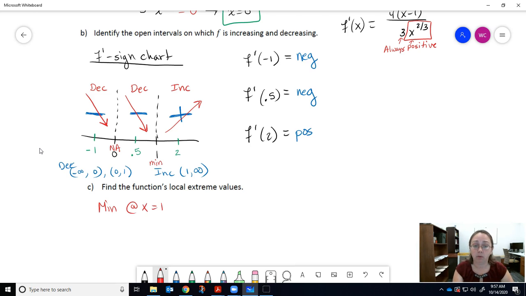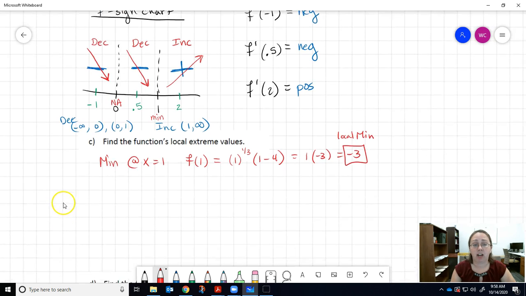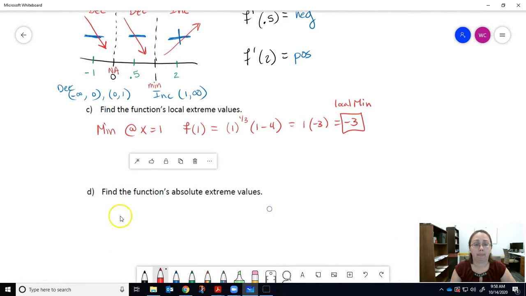What is the minimum value? You go back to the original function and plug in your x. So our original function was x to the 1/3 times, or what was it? Yeah, times x minus 4. So I just plugged in my x value. 1 to anything is still 1 times a negative 3. So we get a negative 3. And there you go. That is the local minimum value. And that's it, because at the first critical point, we didn't change the sign of our derivative, so it is not a local min. We can also talk about a function's absolute extreme values.